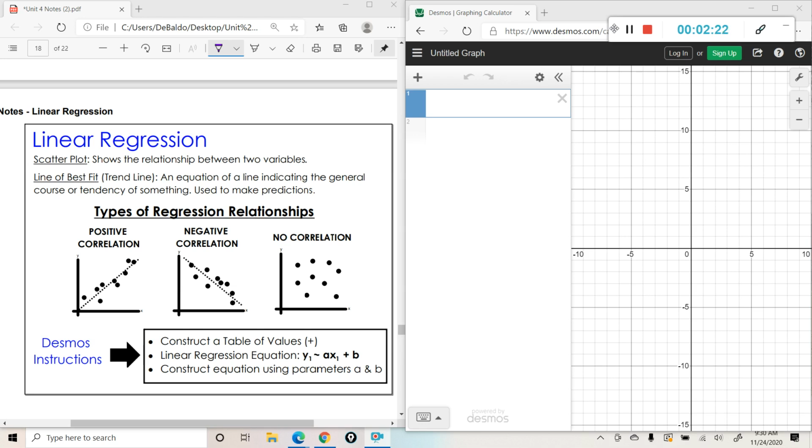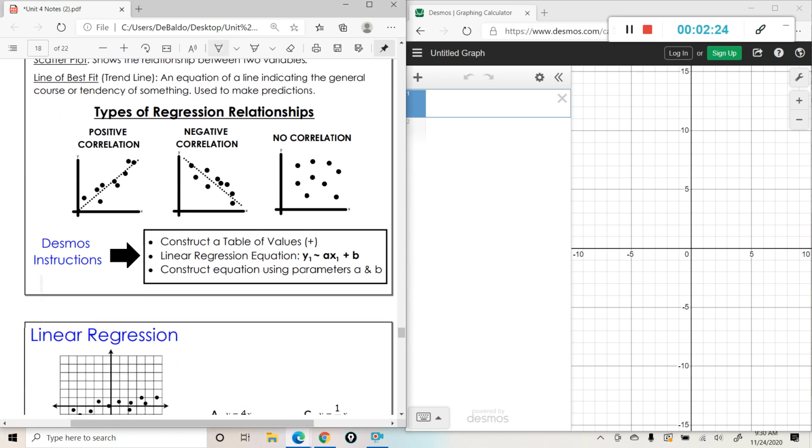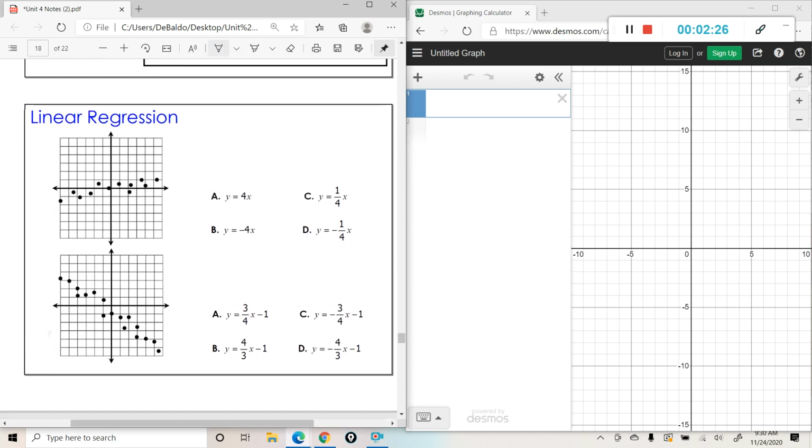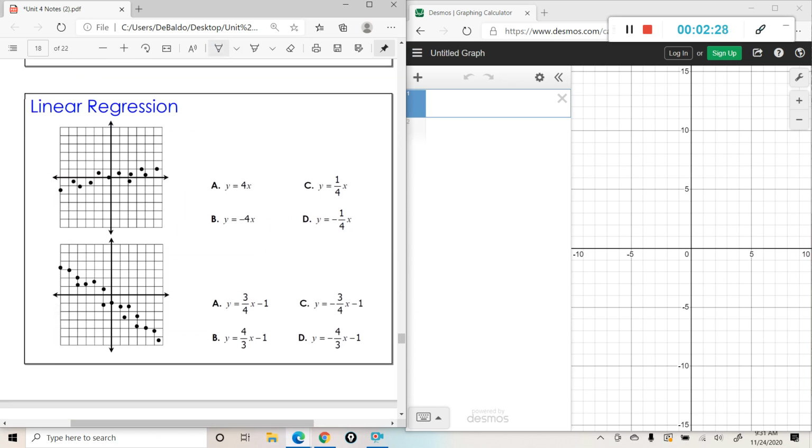Okay, before we get into Desmos, I do want to talk about these examples right here. These examples are just asking you to determine what you think the trend line or that regression equation would be for these two examples. So you see this first one, you see that you have all these data points, and we want to figure out which one of these equations best fits that data.